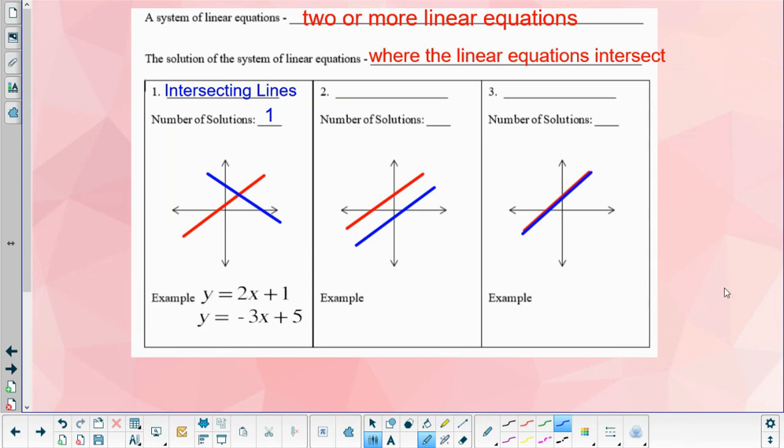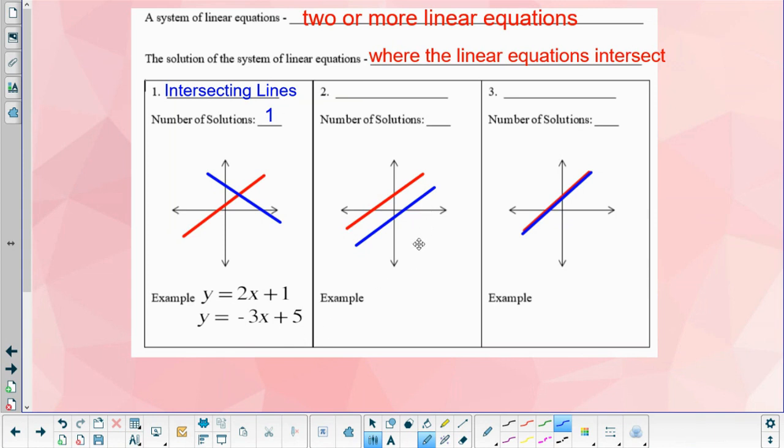Okay, here is an example of what the equations would look like. So if you notice, the slopes are different. And in this case, the y-intercepts are different. They could be the same, but the slopes definitely have to be different for intersecting lines.